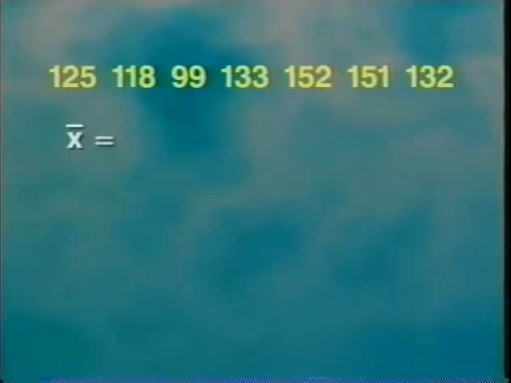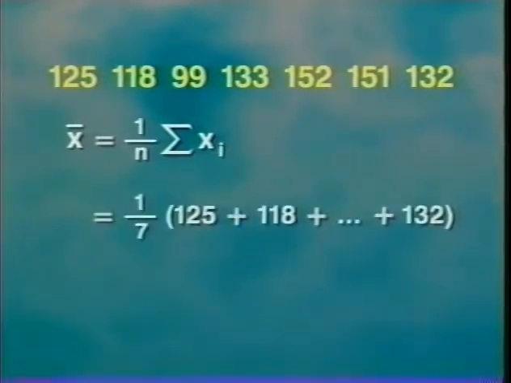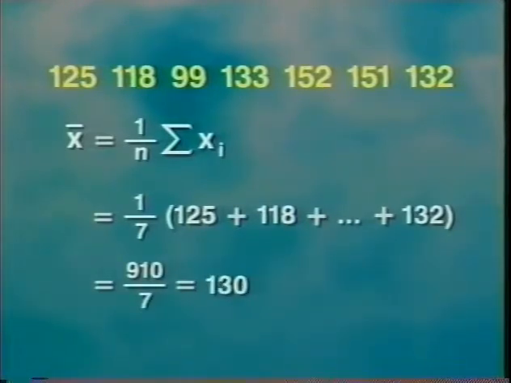The mean for this sample is x bar equals 1 over the number of observations times the sum of all the x values. When we make the substitutions, we get a sample mean x bar of 130. Think of all of Will's blood pressure readings as the population. We want to estimate the mean of that population, which we call mu. Because the sample mean is 130, we estimate that the true mean mu is also 130.